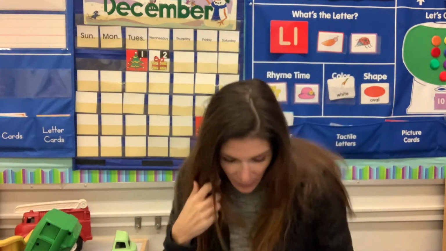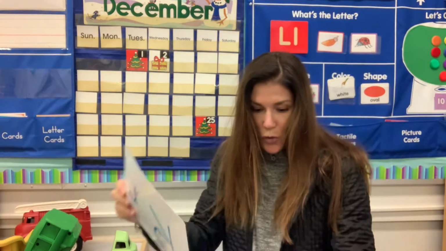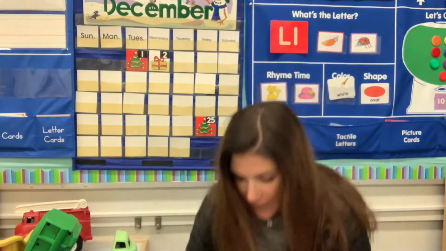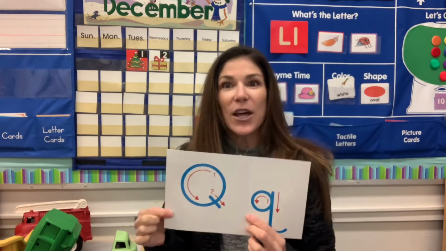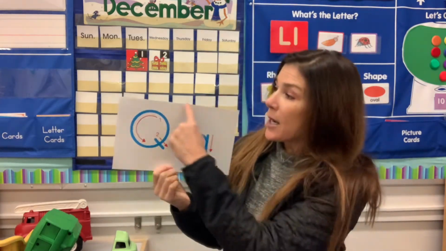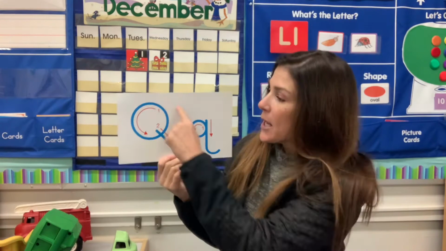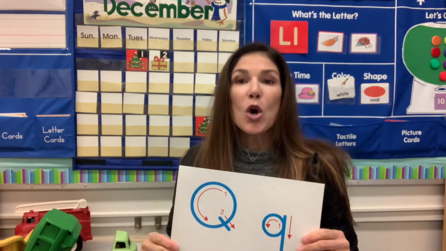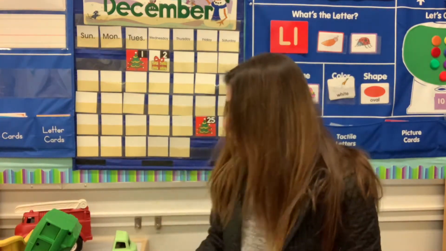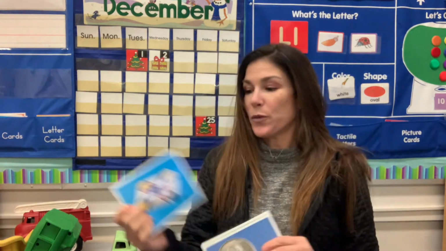Very good. We have, friends, a new letter this week. Can you tell me what letter this is? It's the letter Q, and the Q kind of looks like an O, doesn't it? It's very similar. It's the O with a little line right through it. That's the Q. And the Q says qua. Can you say that with me? Qua. It's like a k and a w sound together. Qua. Qua. Q. Qua.